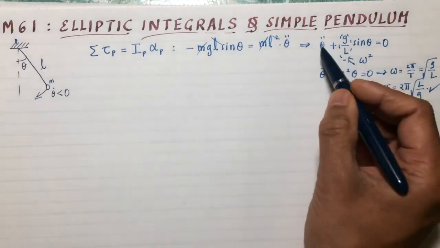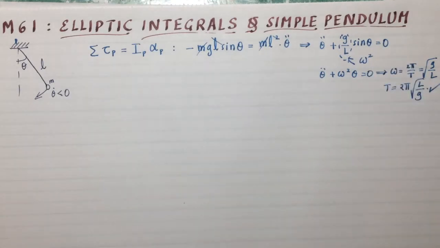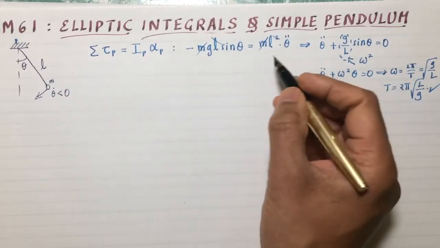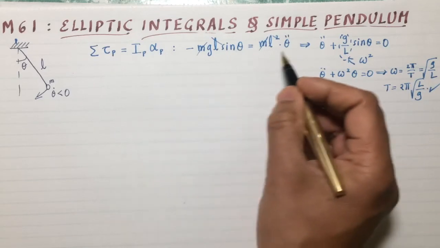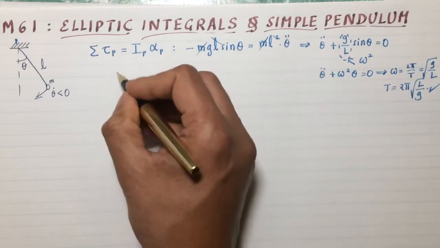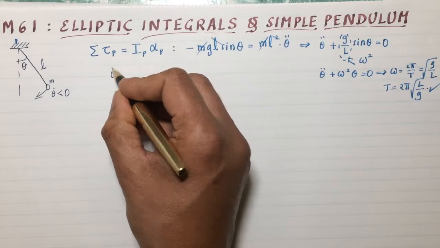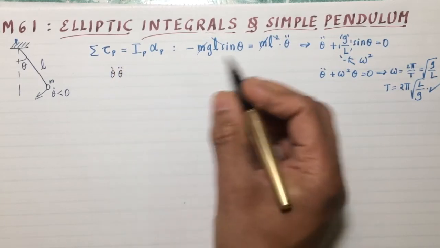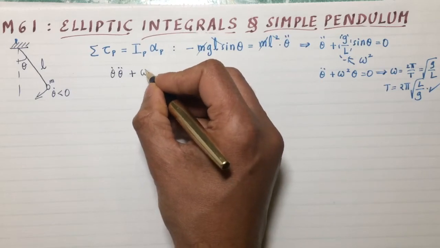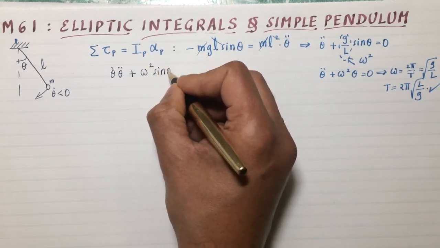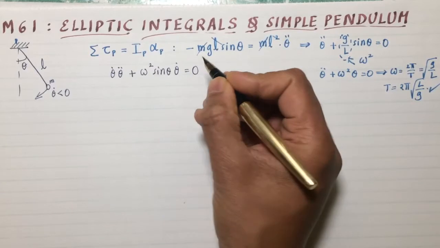How do you get any further without making the approximation that theta is small? Well, the way you do that is to proceed by a series of steps known as the first integral. The first integral of this is to find out what the theta dot would be. We're going to use a trick by Newton. So I multiply both sides with theta dot. So I get theta dot theta double dot plus omega squared sine theta theta dot equals 0.